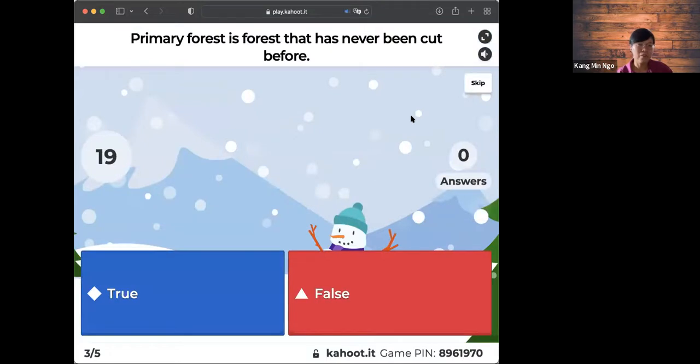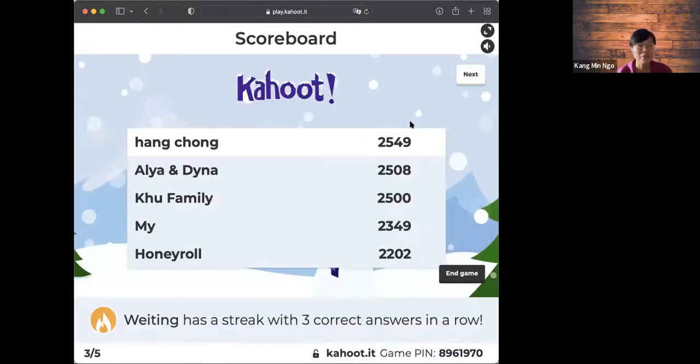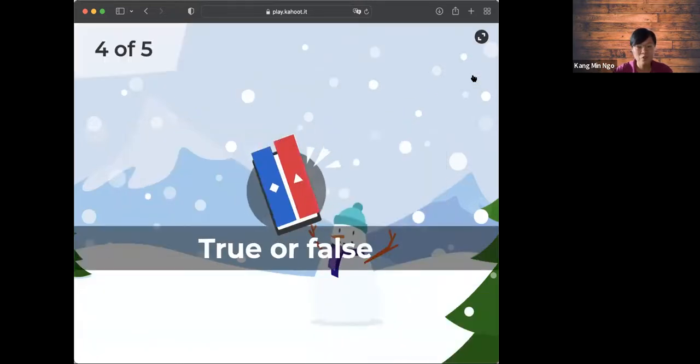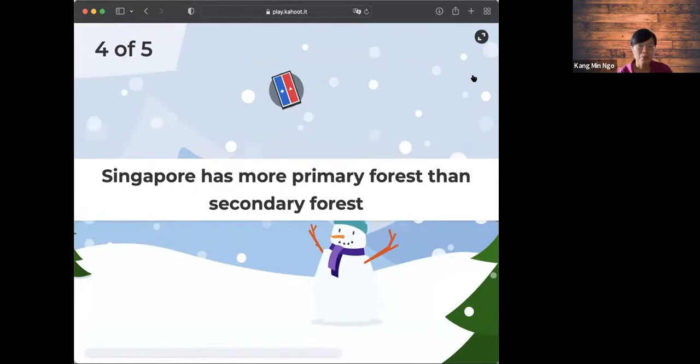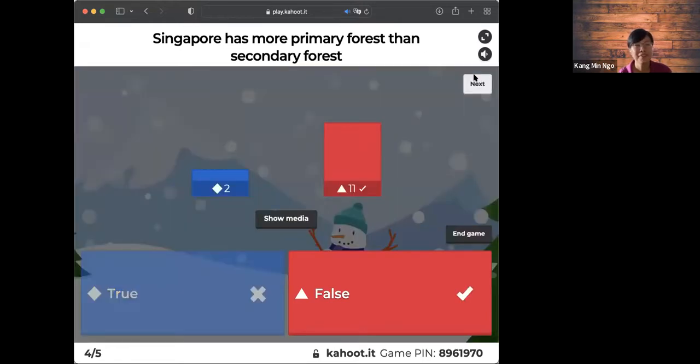Primary forest is forest that has never been cut before, true or false? Yay, most people got it correct. So primary forest is primal forest, or forest that has never been cut. Okay, let's see who got the highest this time. Oh, still Hang Chong. Okay, let's go to the 4th question. Singapore has more primary forests than secondary forests, true or false? Yay! Most people got it correct. Singapore has more secondary forests than primary forests.